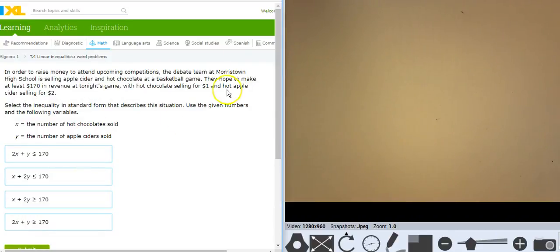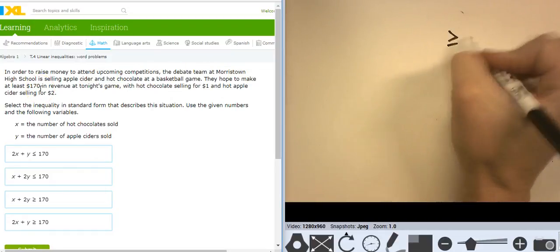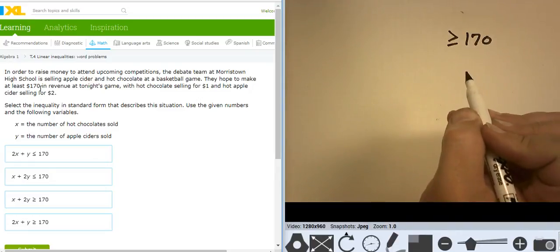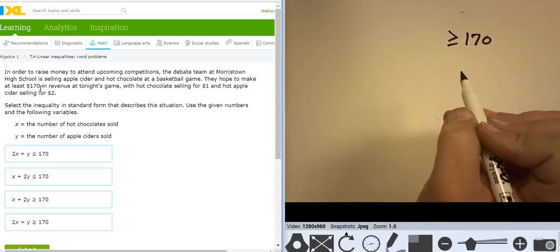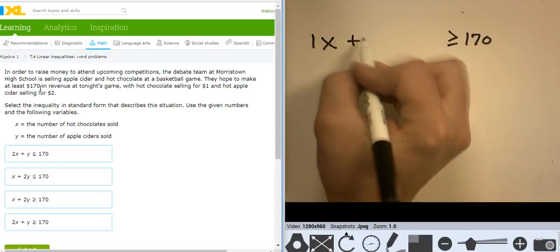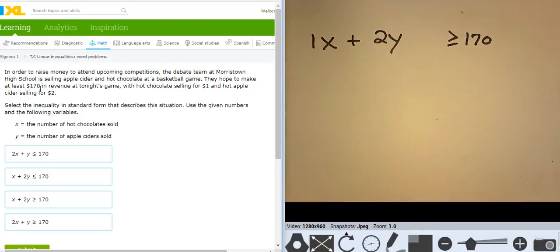In order to raise money, the debate team is selling hot chocolate and cider. They hope to make at least $170, so I want to be greater than or equal to 170. And hot chocolate is $1, so that's 1 times X because X is hot chocolate. Plus cider is $2, 2Y. There's my inequality for this. Let's match it up. 2X, no. 1X plus 2Y is greater than or equal to 170. It's right there.